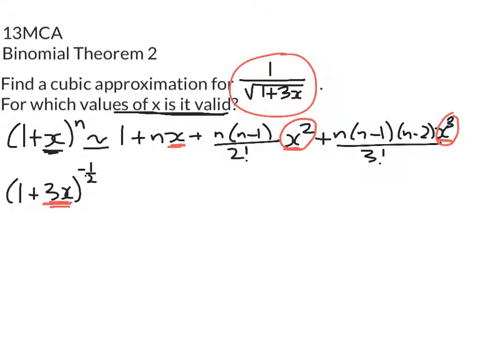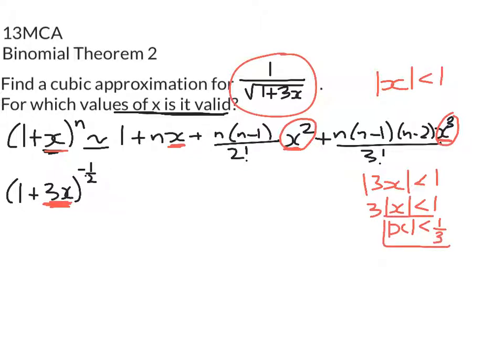Now that also affects the validity of the approximation, because this one is valid for x being between negative 1 and 1. So when I switch to 3x instead of x, my condition for convergence is going to be that the absolute value of 3x is less than 1. So we can do that, but now taking the 3 outside, we get this, and so now we have the absolute value of x is strictly less than 1/3. So that's my condition on validity. So that answers that part of the question already. Now let's do the cubic approximation.